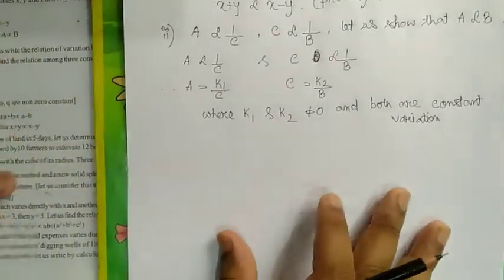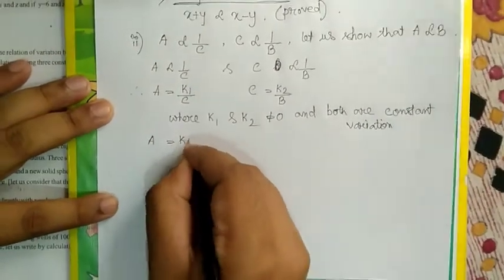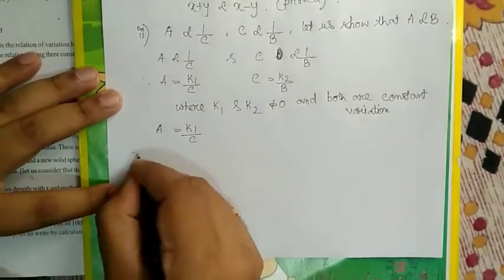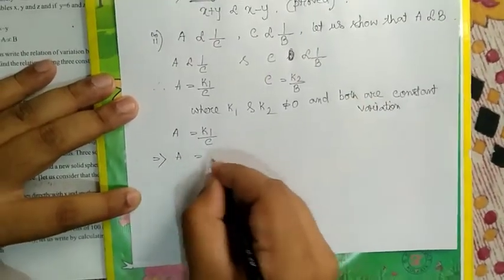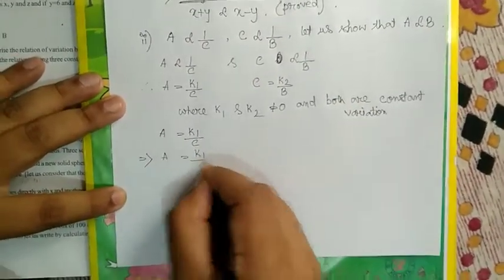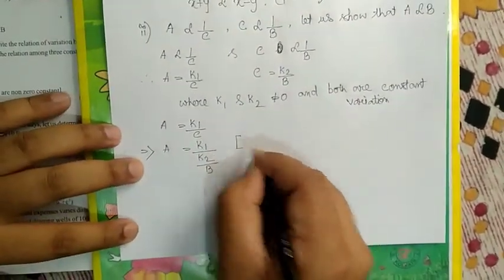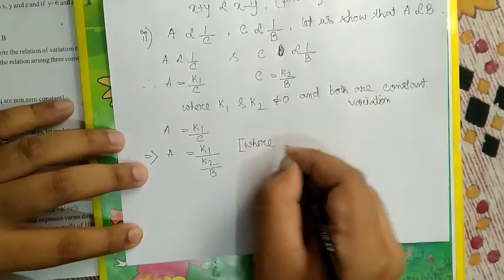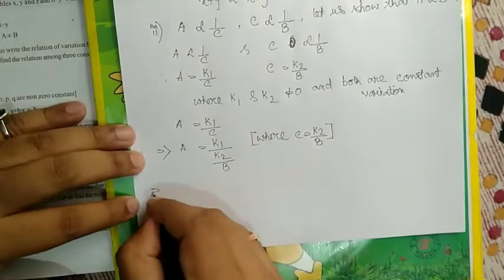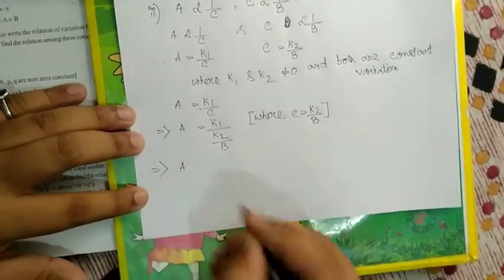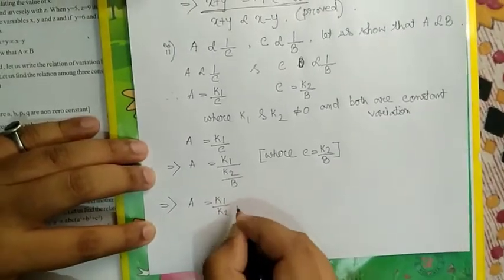So after that we know A equal to k1 by c. Now putting c equal to k2 by b, we can write k2 by b, where c equal to k2 by b. So therefore A equal to k1 by k2 into b.